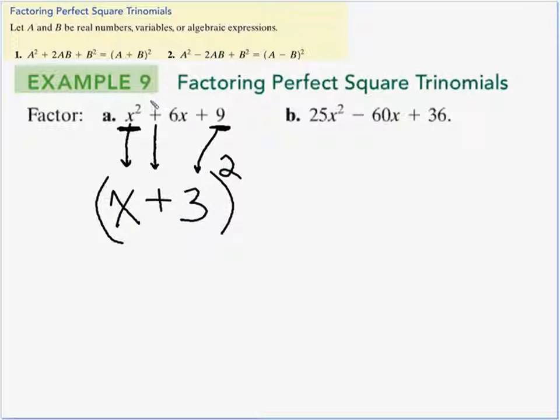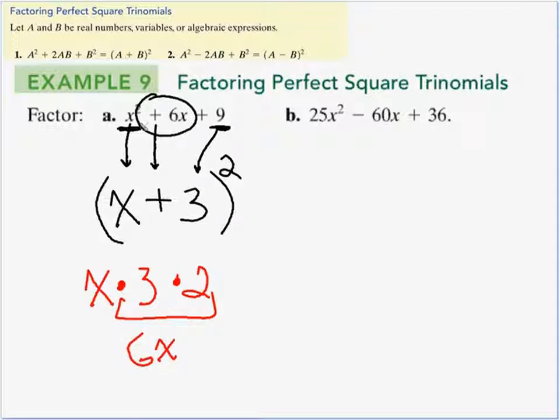We want to double check and make sure this middle term works. The middle term is the first thing, x, times the second thing, 3, times 2. If we multiply here, we get 6x. Is that our middle term? Yes, it is. So we checked it out, and it did, in fact, work.